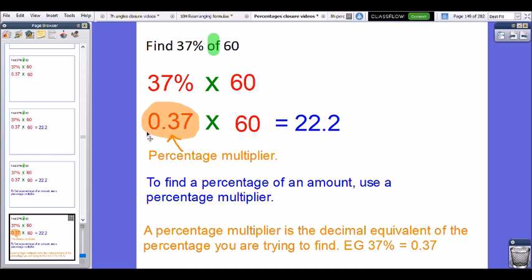Something very special about that decimal number that we've used to calculate this question. This is called a percentage multiplier. Okay, so this decimal equivalent of the percentage, that's what we mean by a multiplier. And to find a percentage of an amount, all we do, we use the percentage multiplier. So percentage multiplier is the decimal equivalent of the percentage that you're trying to find. So if you're looking to find 37% of a number, all you're going to do, you're just going to multiply it by 0.37.